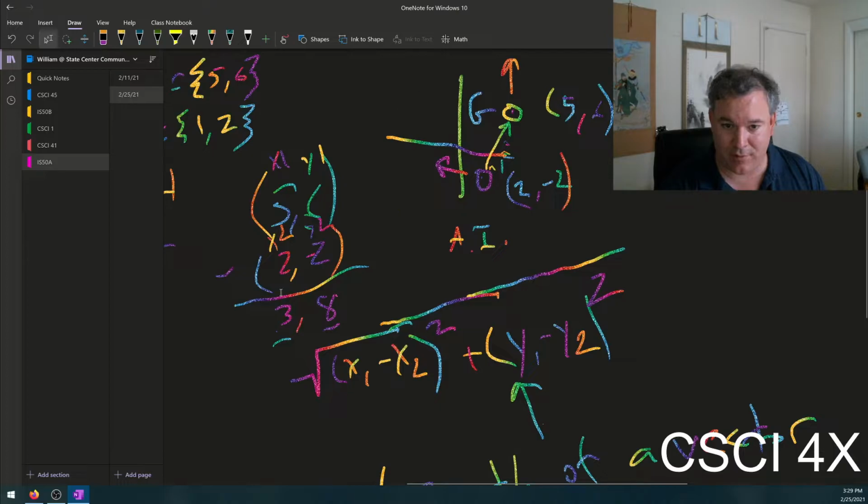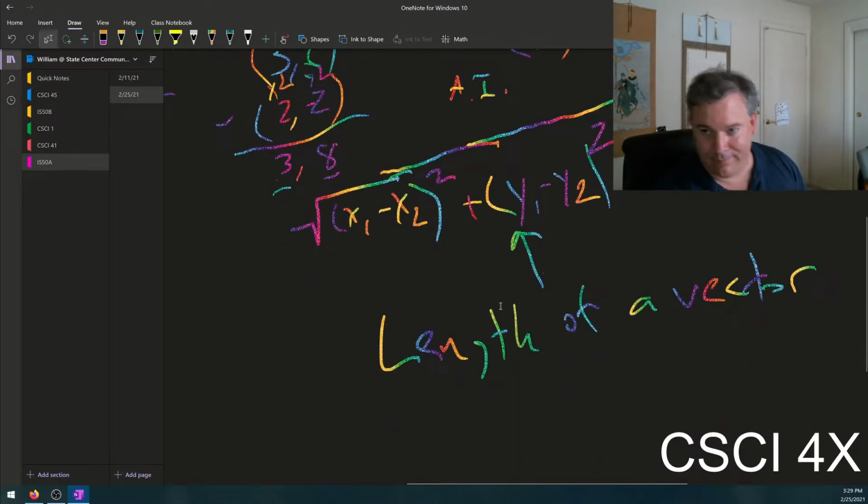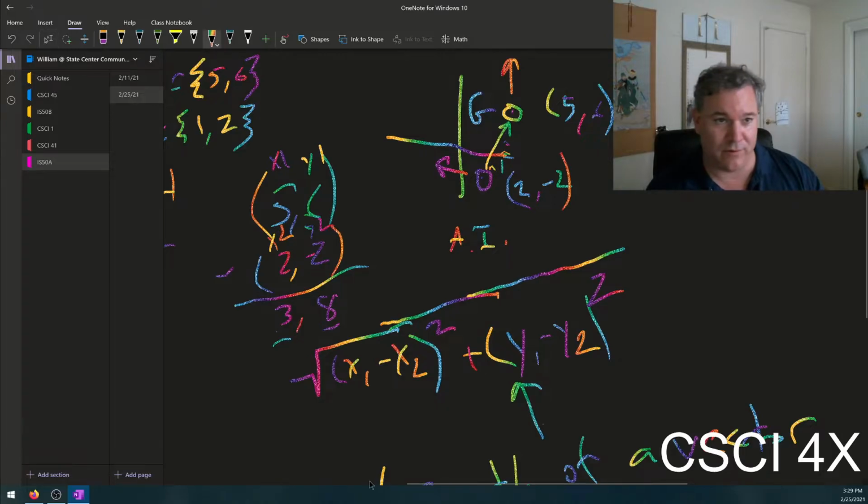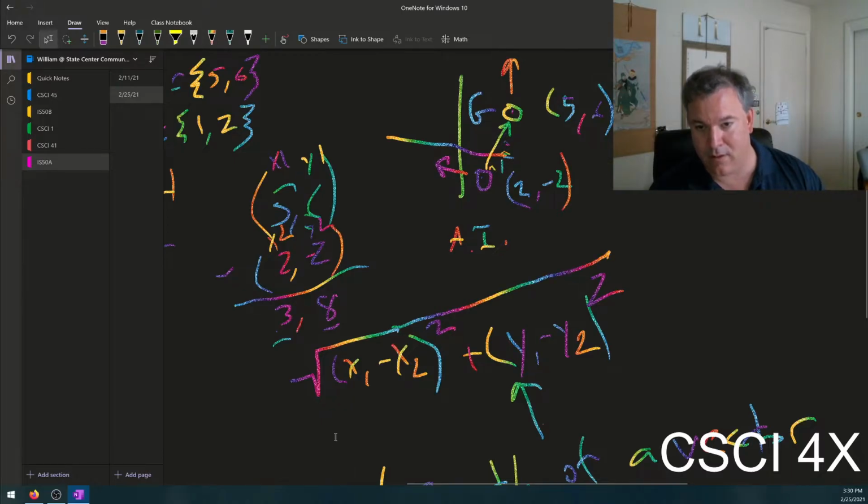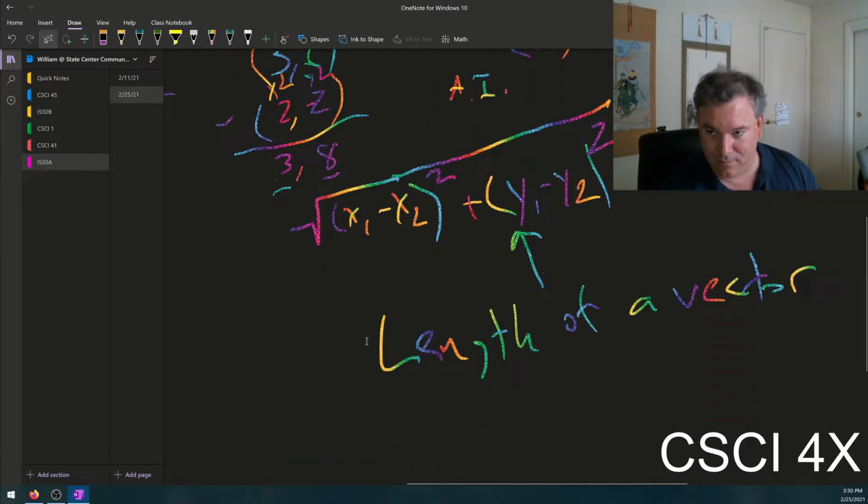Position 1, position 2, subtract them, and then you square the x, square the y, add them together, and square root the result. If you've done algebra, you probably remember the Pythagorean theorem. It comes up. It's useful. If you want to know how far away somebody is from somebody else, you use the Pythagorean theorem too.